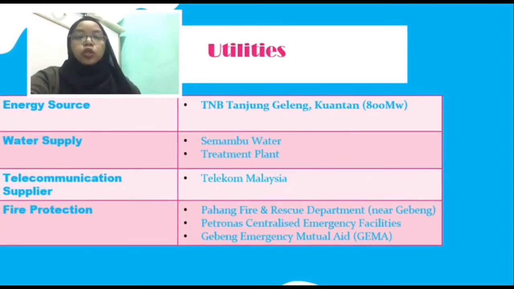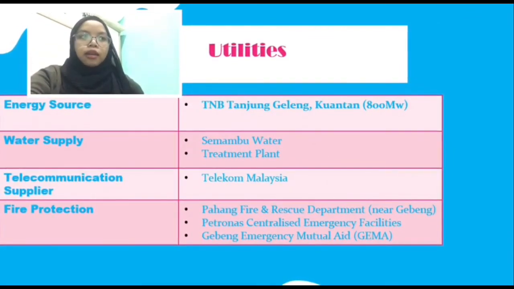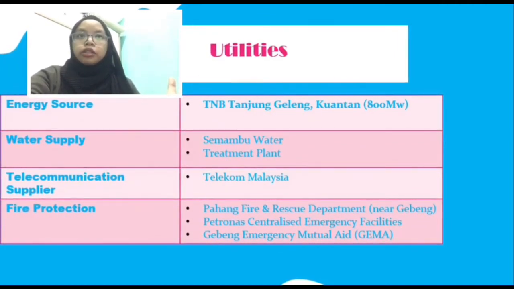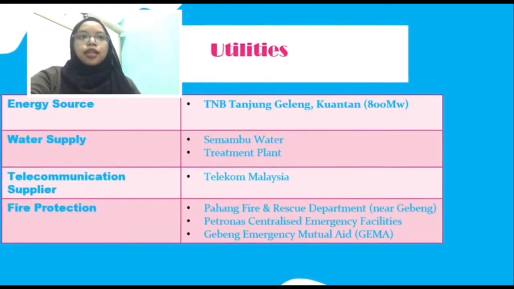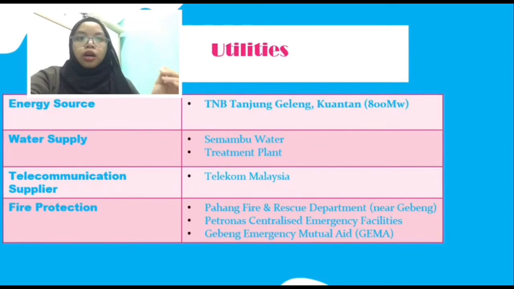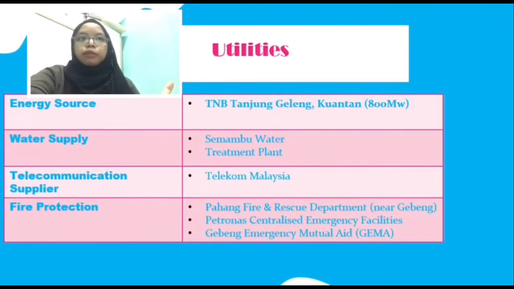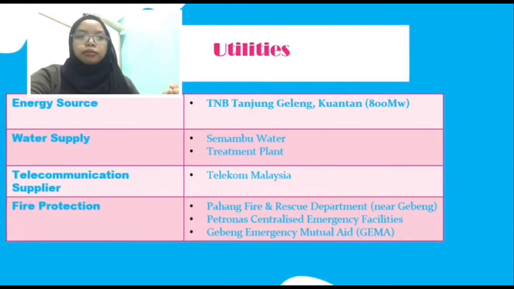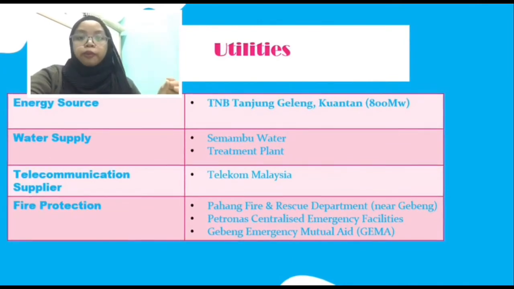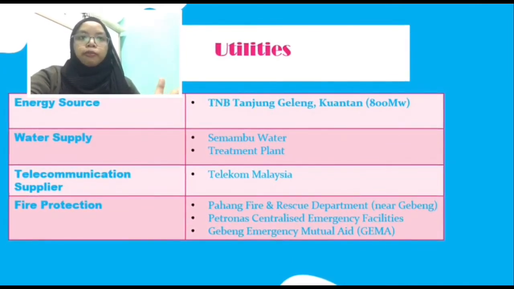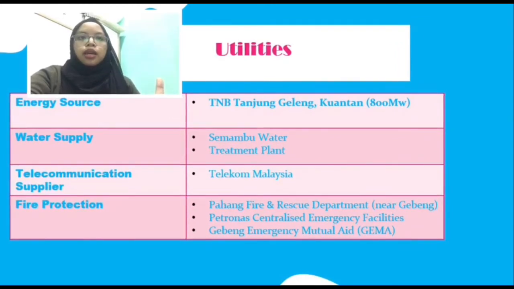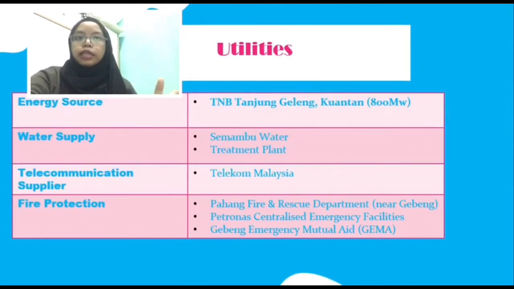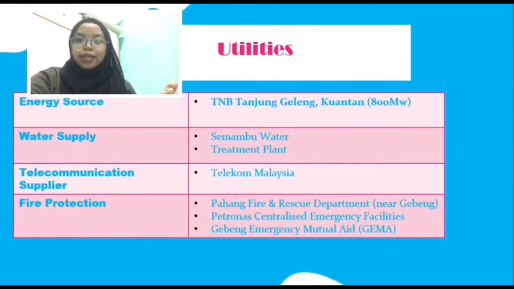For the last factor, utilities. At Gebeng, surrounded by energy sources such as TNB Tanjung Gelang Kuantan. Second, surrounding water supply such as Semambu Water and the treatment plant. Third, telecommunication supplier like Telekom Malaysia. And the last one is fire protection, such as Pahang Fire and Rescue Department, Petronas Centralized Emergency Facilities, and the last one is Gebeng Emergency Mutual Aid, GEMA.